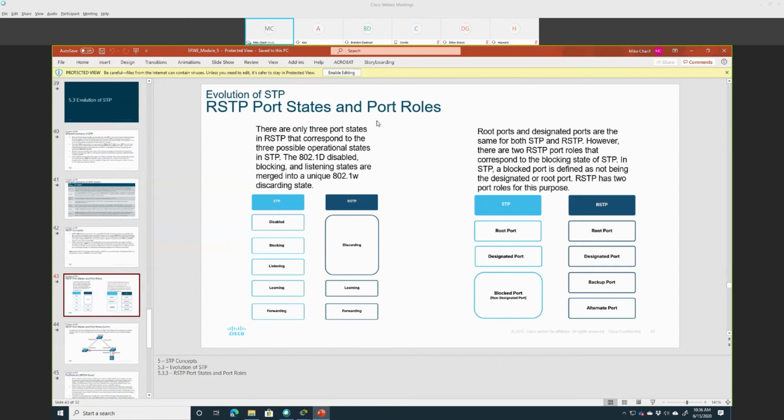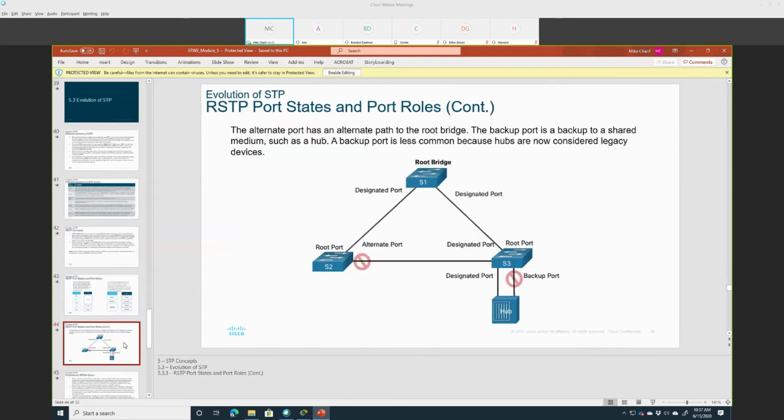RSTP port states: in the older STP you have disabled, blocking, listening, learning, and forwarding. In RSTP, blocking, listening and disabled are all discarding right here, so it's discarding, learning, and forwarding. If you're using Cisco switches, you're going to use rapid PVST Plus per VLAN, which is right here. Well, this is the industry standard.